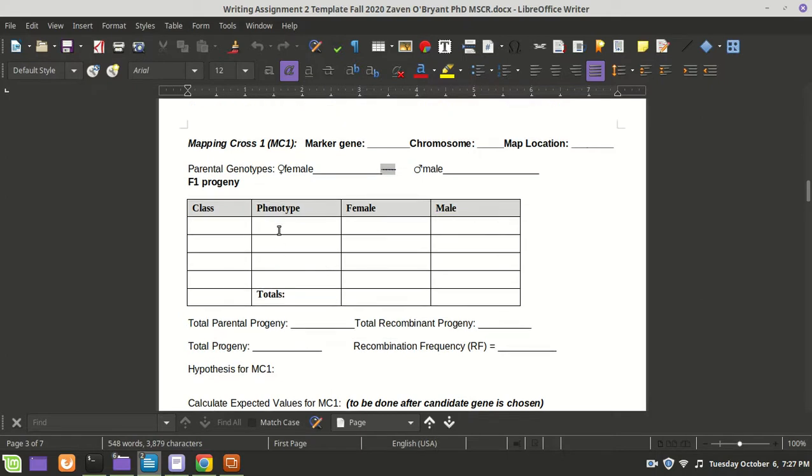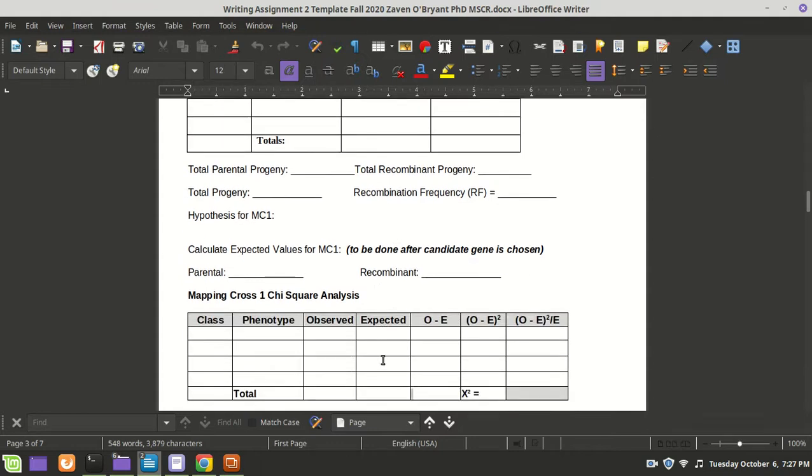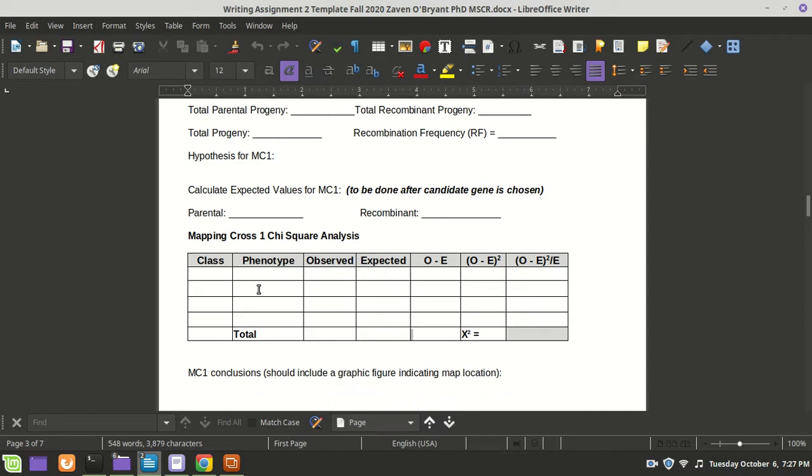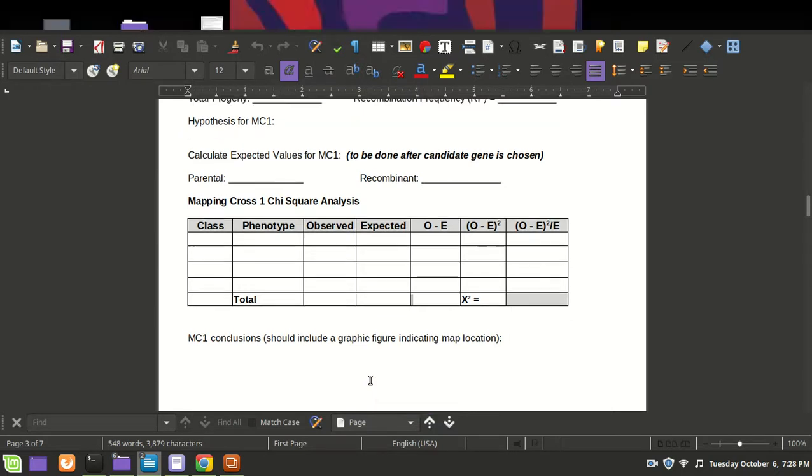You're going to get the ones that you expect, but you're going to get a couple that you don't expect in here, and those are your recombinant frequencies, and this is where you calculate that. And you're going to do this for your mapping cross, and you're going to do your chi-squared analysis here, all right? And like I said, the computer will do this for you. I don't recommend doing it by hand, and I also recommend using larger numbers. The more flies, the better. The closer you will get to the theoretical correct answer.